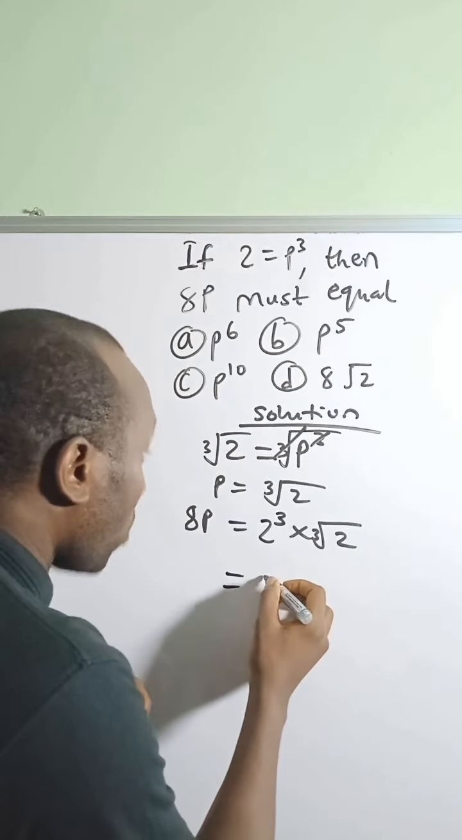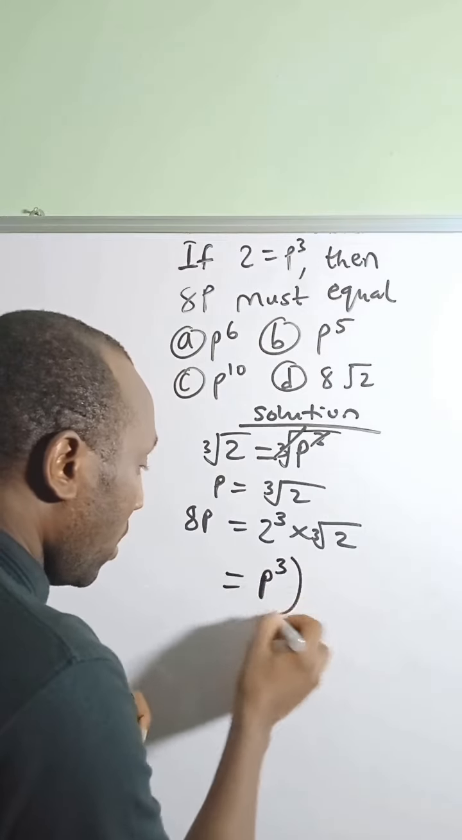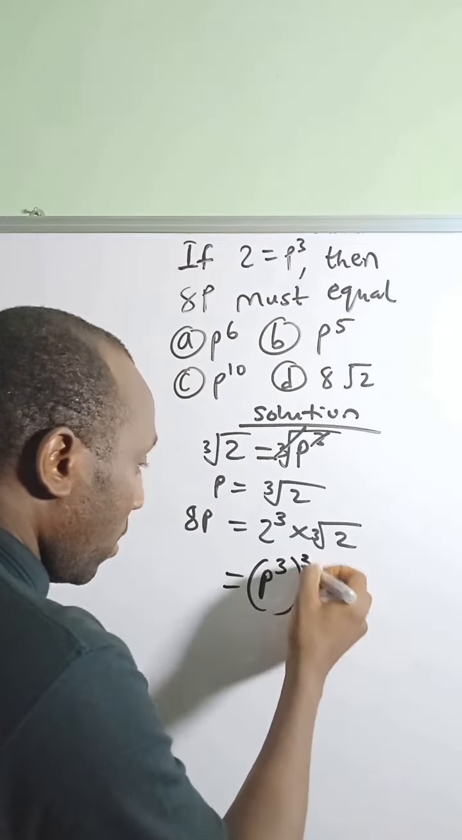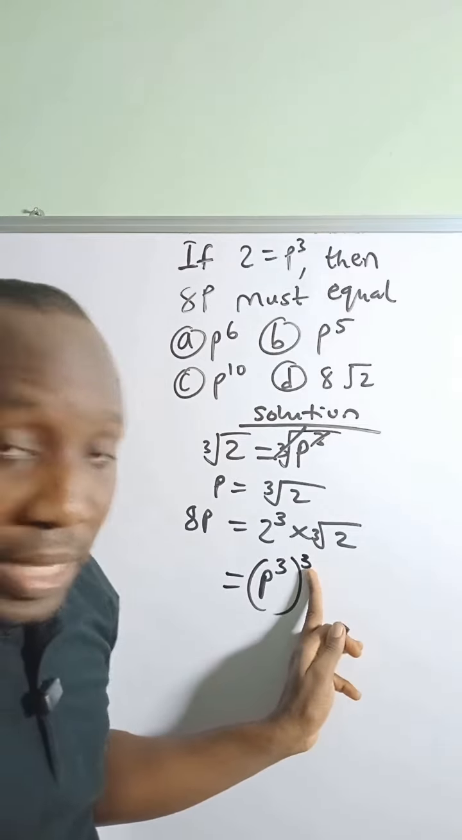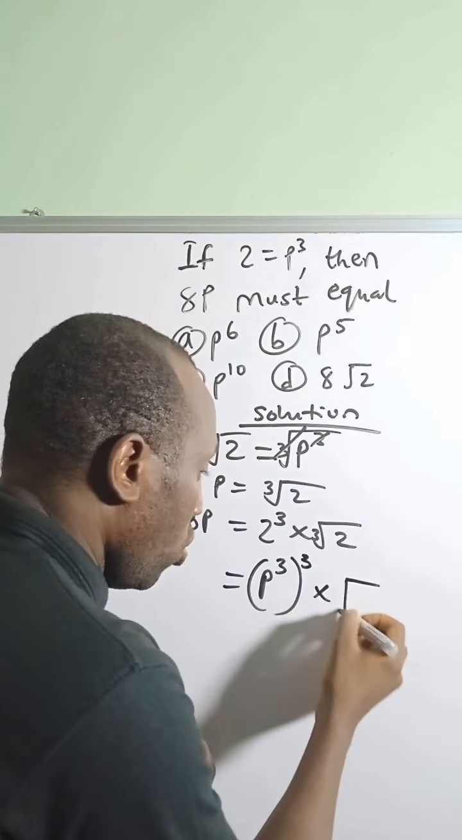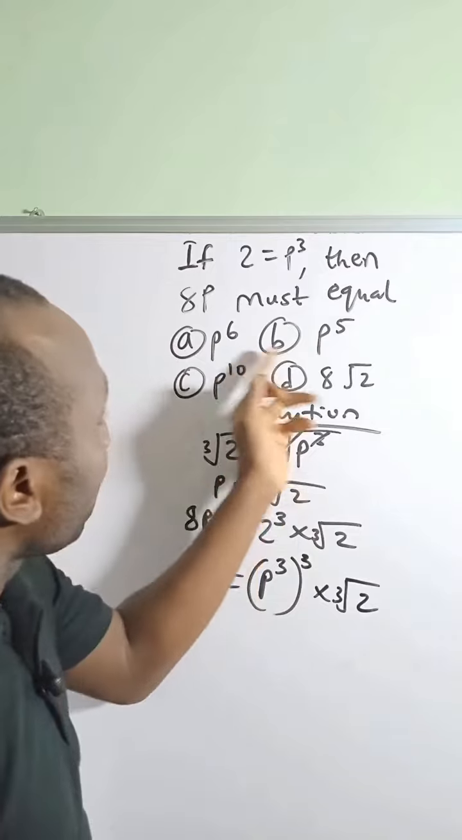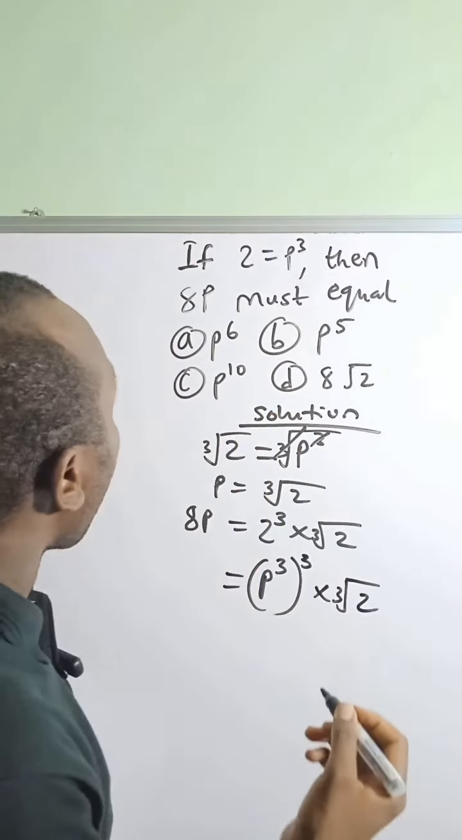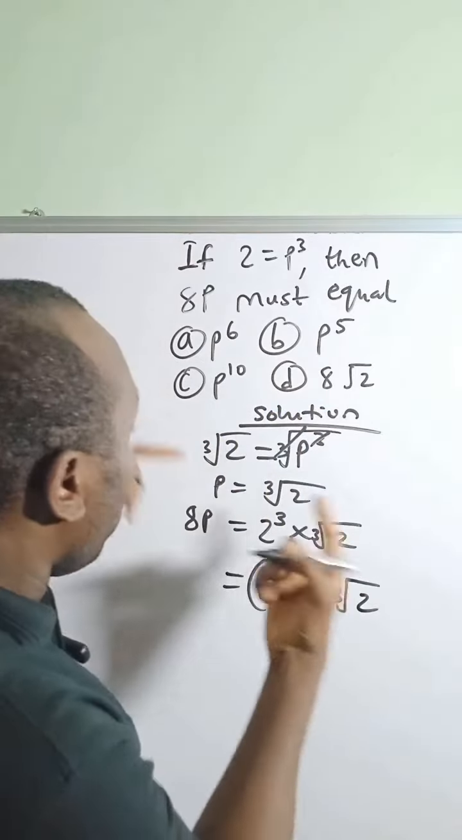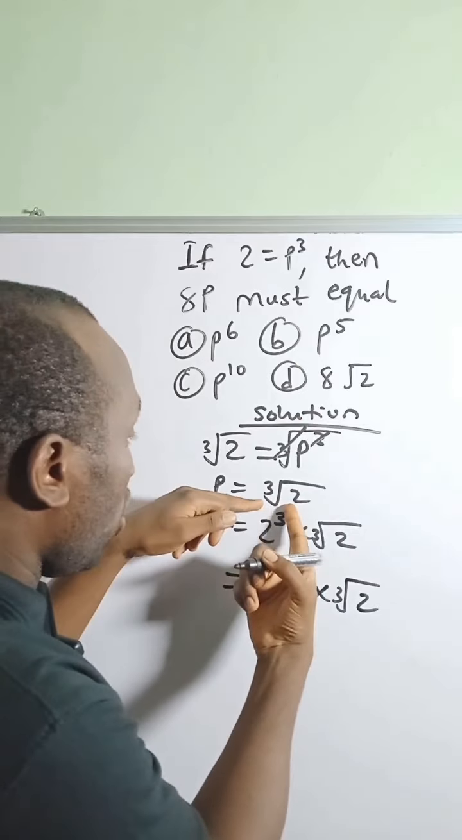So let's quickly do that. That will be p raised to power 3, but we still have the power of 3. So this is times the cube root of 2. We still haven't gotten close to any of the options, but we're making progress. Now look at this. p is equal to the cube root of 2.